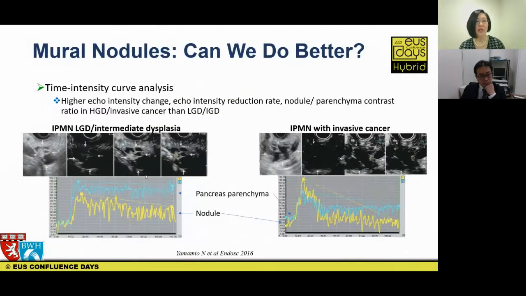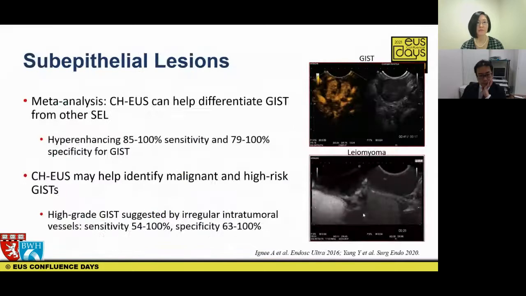And an older paper did time intensity curve analysis that seemed to suggest that this can be helpful at differentiating high-grade dysplasia or malignant IPMNs from low-grade dysplasia. And the bottom graphs are showing you the time intensity curve. On the right side, you can basically see the yellow line where the nodule has a very steep decline in the echo intensity change over time, unlike in patients with low-grade dysplasia.